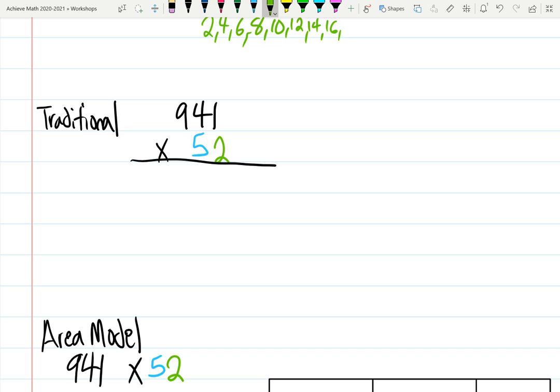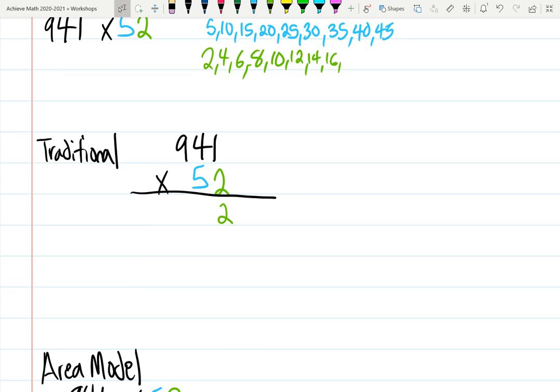I've used green. I'm going to go ahead and do 2 times 1, which is 2. I'm going to multiply 2 times 4, which is 8. I'm going to then multiply 2 times 9, which is 18. So I'm going to put the 1's digit here and carry over the 1. Now, since I'm moving on to 50, I have to put a placeholder 0.